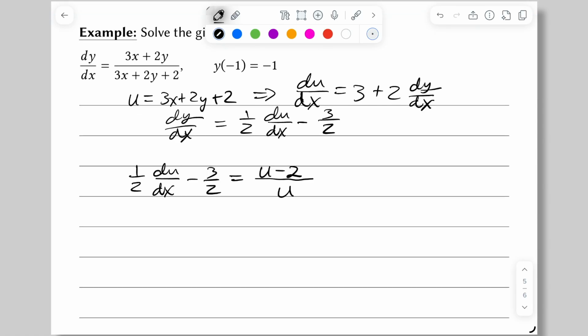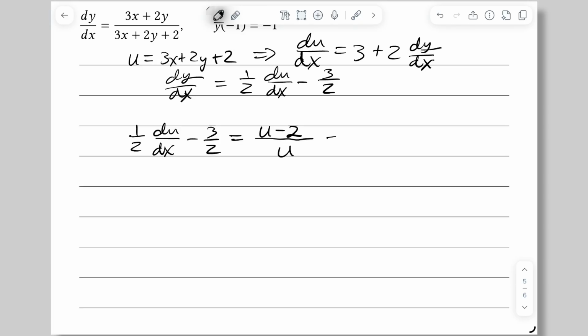Now, on the left-hand side, nothing really interesting is going to happen, but we can clear the fraction. On the right-hand side, since we have (u - 2)/u, we can actually separate the numerator of that fraction. And the right-hand side becomes 1 - 2/u. Adding 3/2 to both sides and then multiplying by 2 to isolate du/dx gives us du/dx is equal to 5 - 4/u.